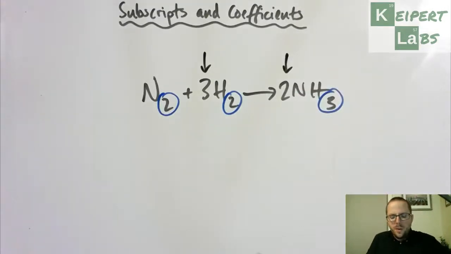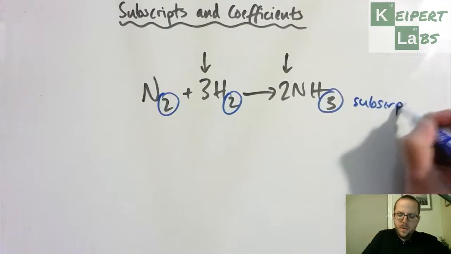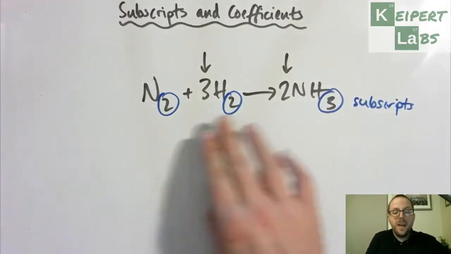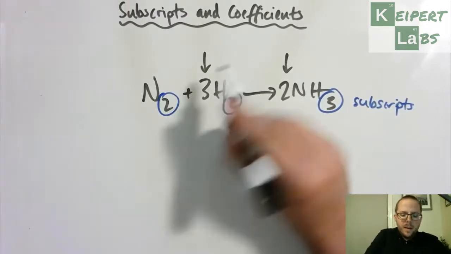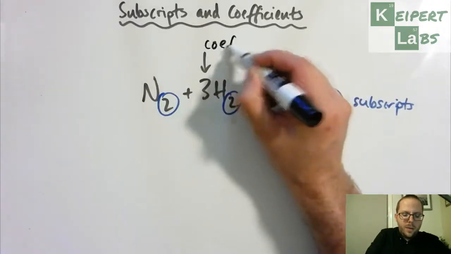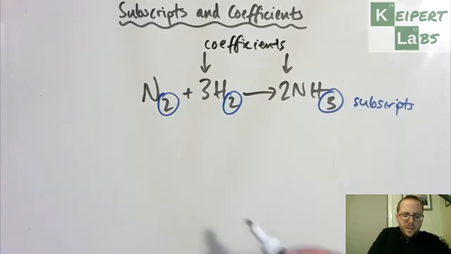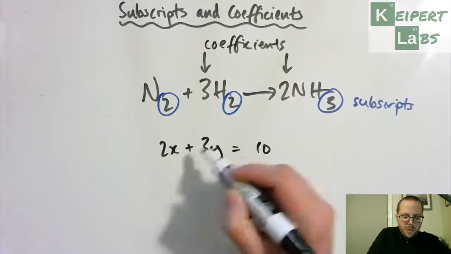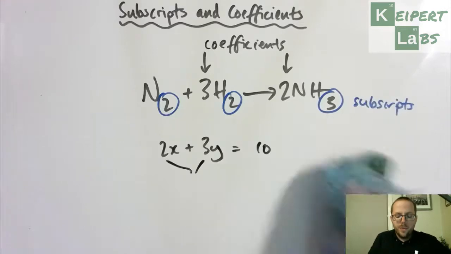So we've already identified that these numbers that are written down below are our subscripts. We've just talked about exactly what that means, that they refer to how many of a particular element there are in a given substance within a particular particle. But these ones up here are what we call our coefficients. Just like we use coefficients in maths equations, if I write 2x plus 3y equals 10, my coefficients are my 2 and my 3 in this situation, the number that comes before the x and y.